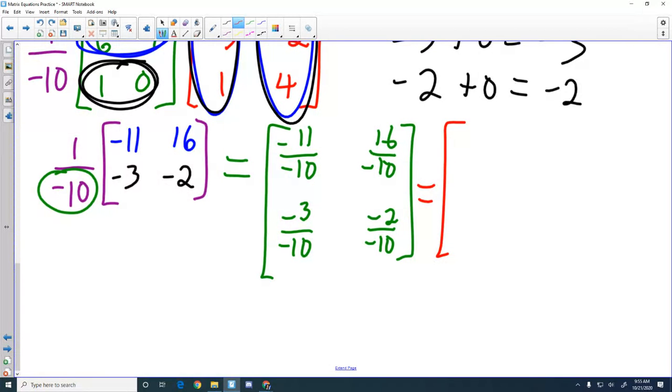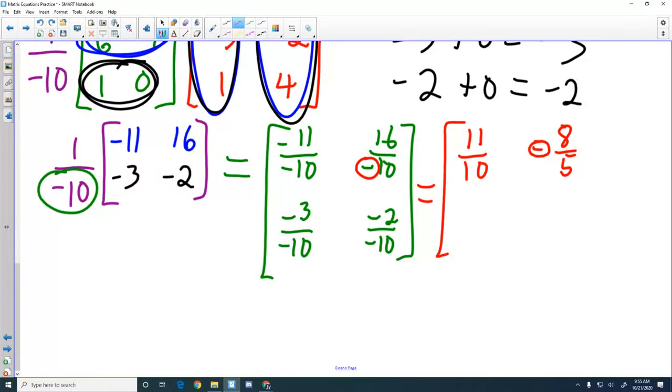Negative 11 over negative 10, just cancel out the negatives and make it a positive 11 over positive 10. Next term, you can divide both of those by 2. It gives you a negative 8 over 5. Notice, by the way, how I took the negative that was in the denominator, and you always just want to write that out in front of the fraction.